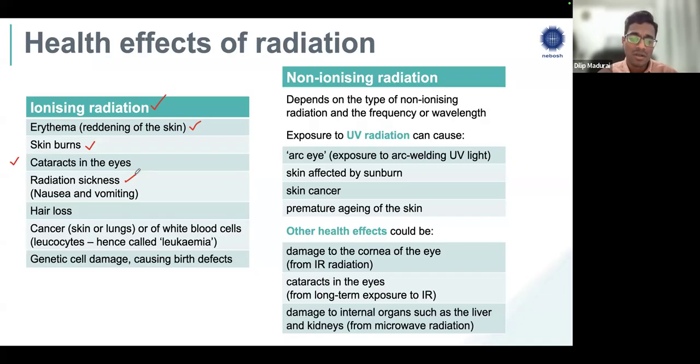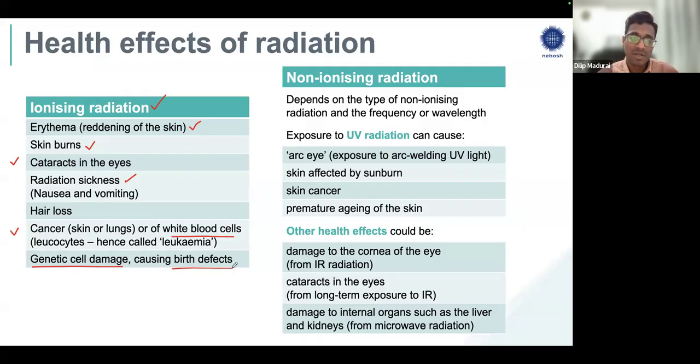The best examples are nuclear incidents, for example the Chernobyl nuclear incident. In any nuclear incident where a high dose of radiation is received for a very short period of time, it would result in radiation sickness, hair loss, and cancer. It will affect the white blood cells in our body. And then genetic cell damage, and also causing birth defects.